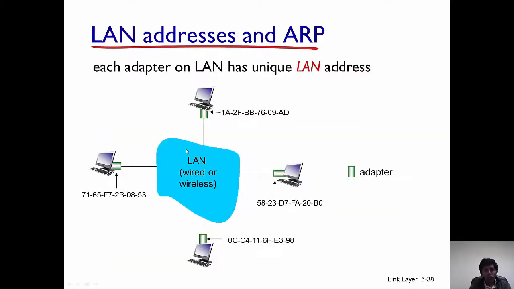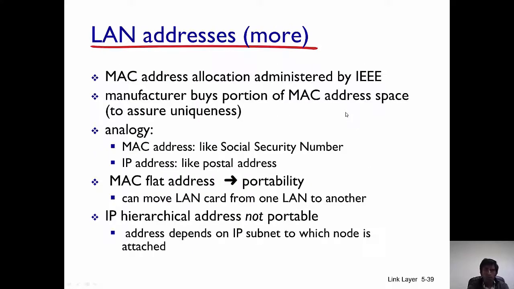So first, let's look at how the LAN addresses are assigned. Each adapter on the LAN has a unique address. MAC addresses are allocated by IEEE. Each manufacturer of an adapter buys a portion of MAC addresses from IEEE, and then each device is provided a MAC address. So a MAC address is kind of hard coded. You could think of it as each device comes with a registered MAC address.